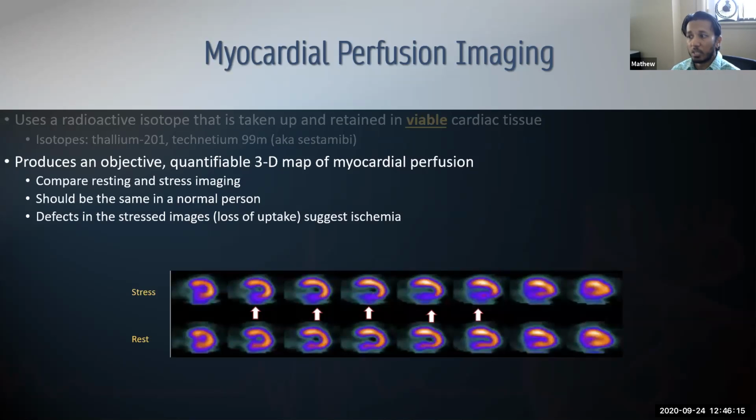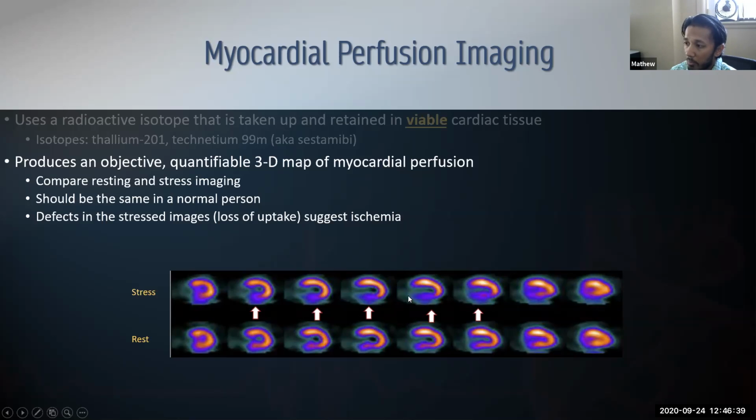And it produces an objective 3D map of the perfusion. So we have the rest on the bottom, these little donuts, and we see what they look like, and then we compare it to the top. I'm oversimplifying it. But you can see that here at rest, we were able to have that viable, or what appeared to be viable tissue, take up the radioisotope, but then when you stressed it, that tissue wasn't able to keep it and it went away. This would be the area that we're seeing the ischemia.